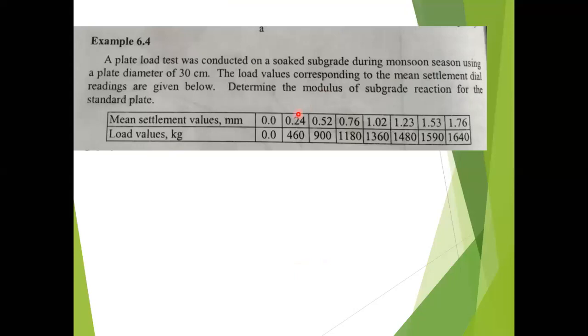Okay, only two formulas are there. You have to remember that. First formula is K is equal to P by delta. Second, K is directly proportional to P. And if you substitute that formula, you can calculate for Ks.